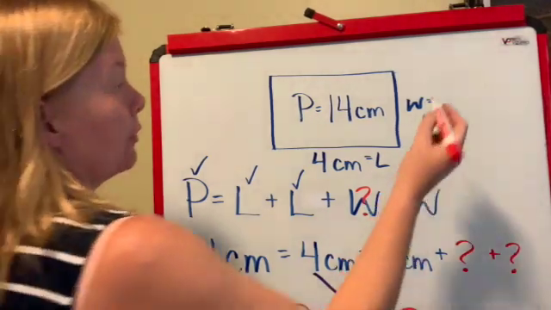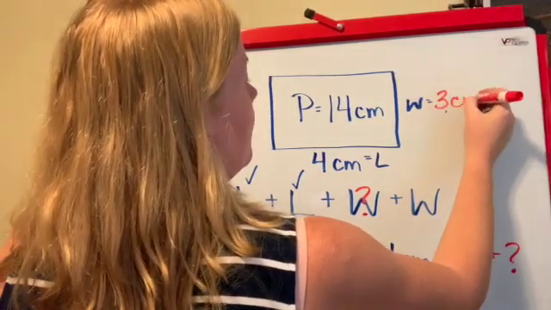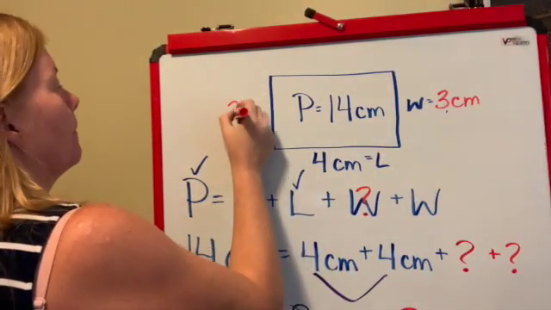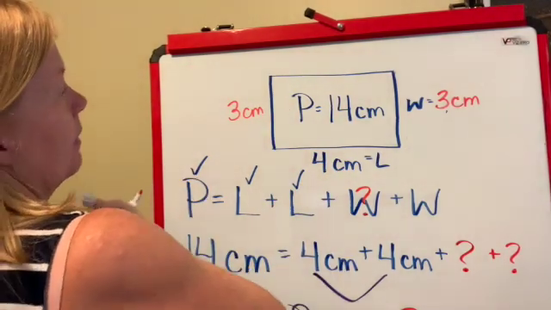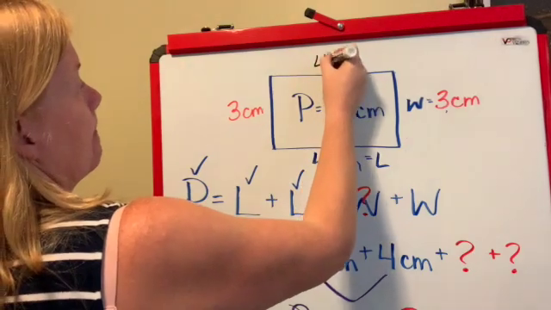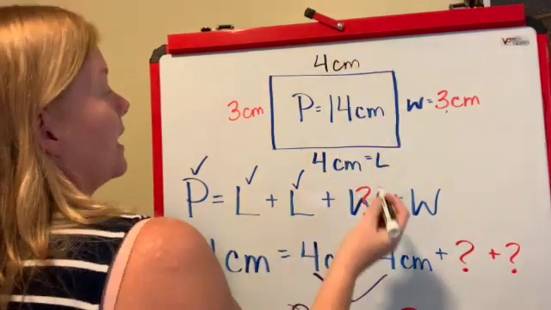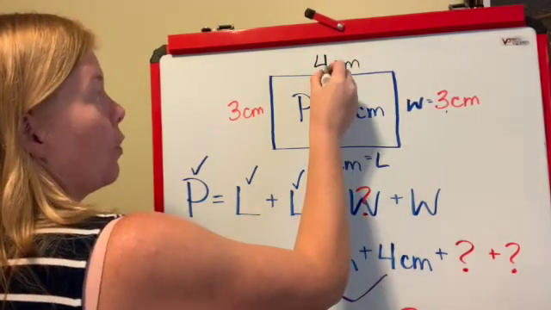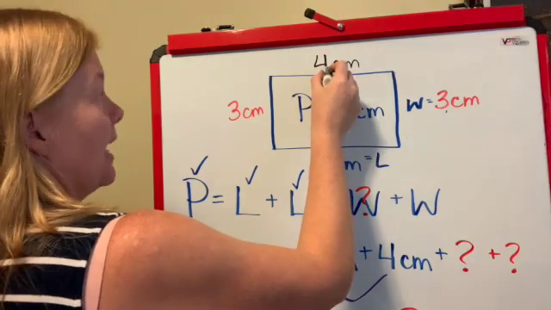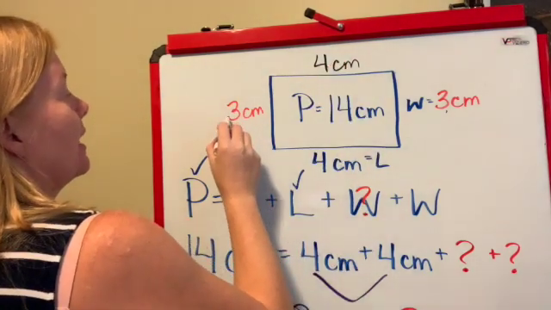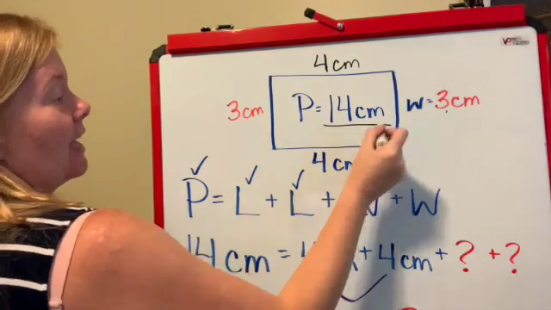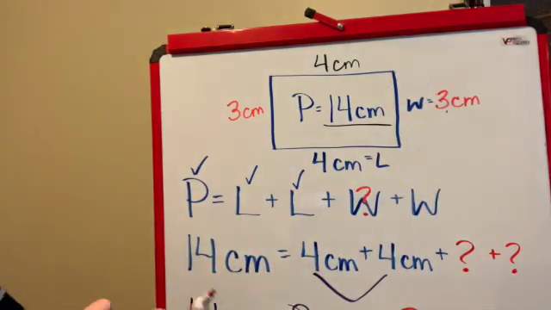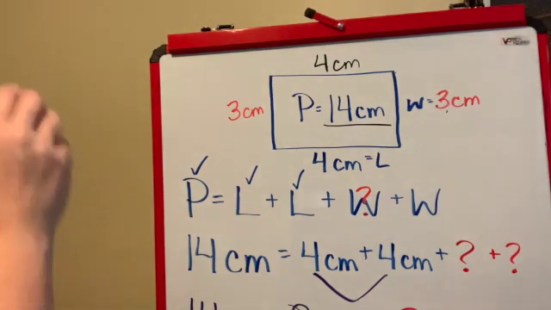We want to know if 3 centimeters works. Remember, if this one's 4, then this one's 4. Let's count. 4 plus 4 is 8, 9, 10, 11, 12, 13, 14. Did that give us 14 centimeters? Then our work is correct.